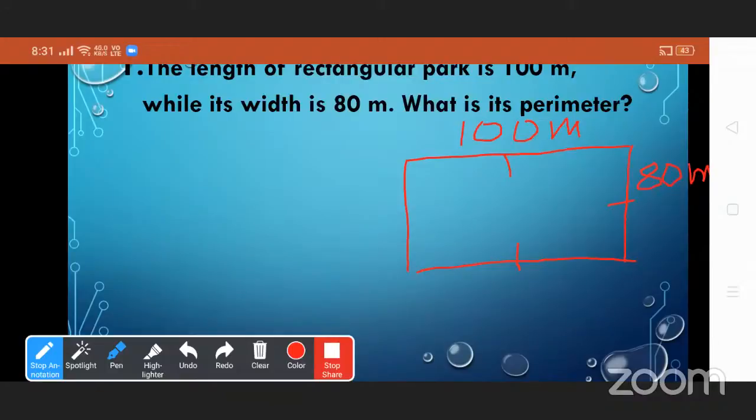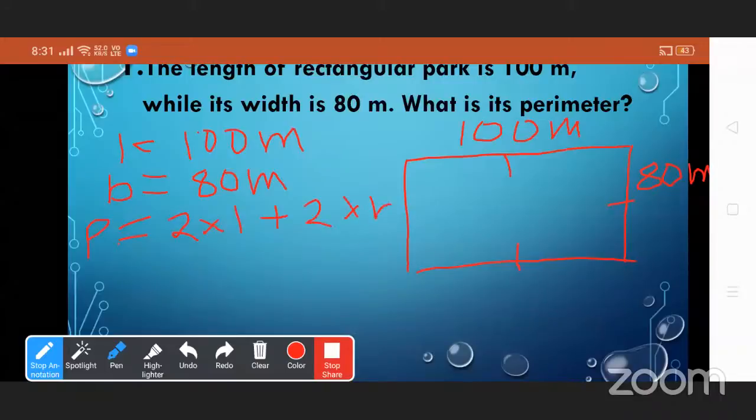So here L is 100 meters while B is 80 meters. What is the formula for perimeter? P is equal to 2 into length plus 2 into breadth. Very good.